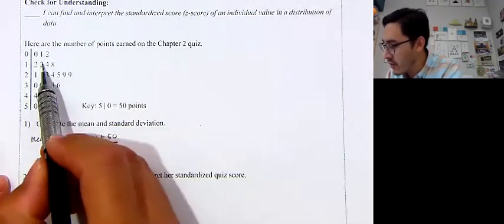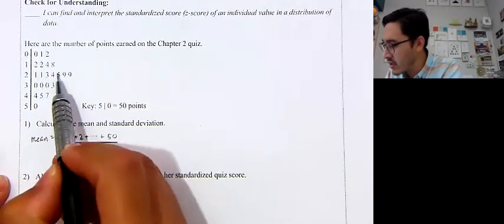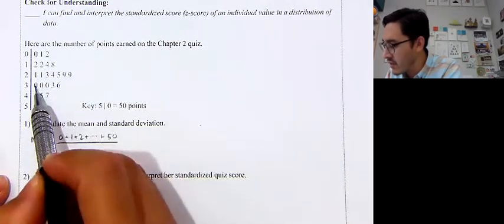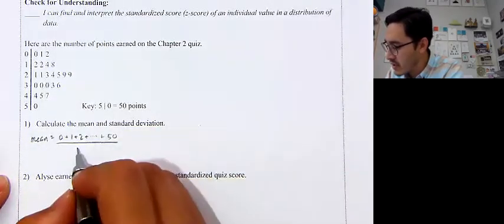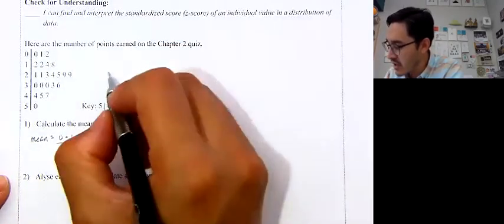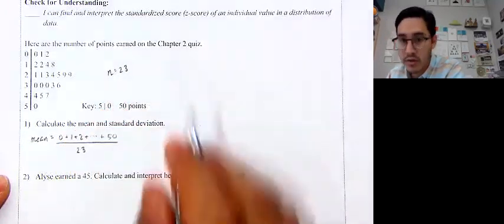1, 2, 3, 4, 5, 6, 7, 8, 9, 10, 11, 12, 13, 14, 15, 16, 17, 18, 19, 20, 21, 22, 23. Let me just write that somewhere. N equals 23.